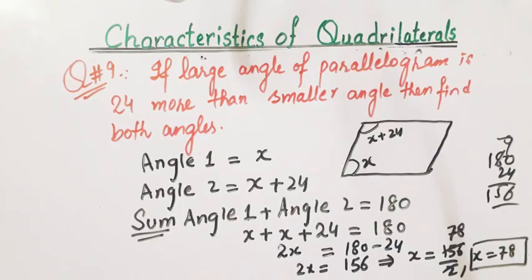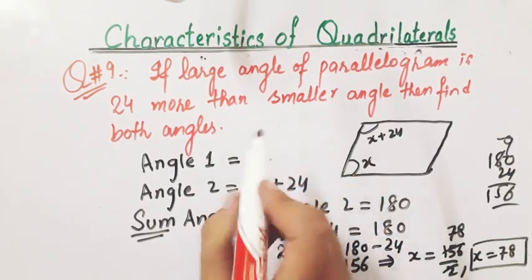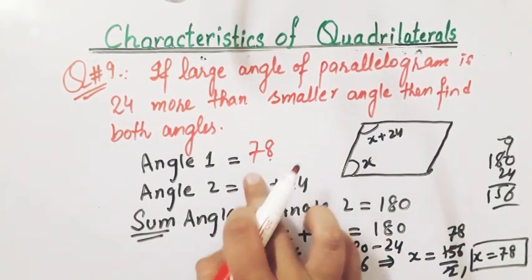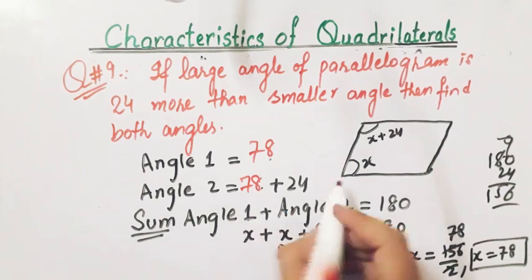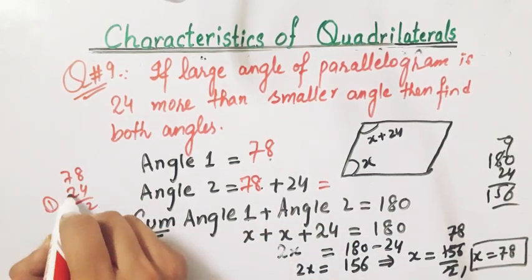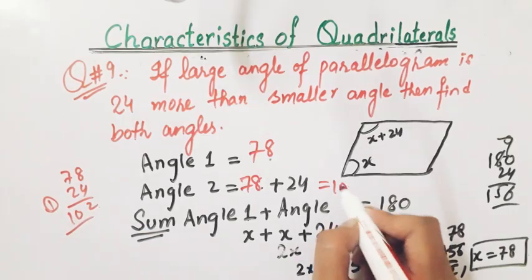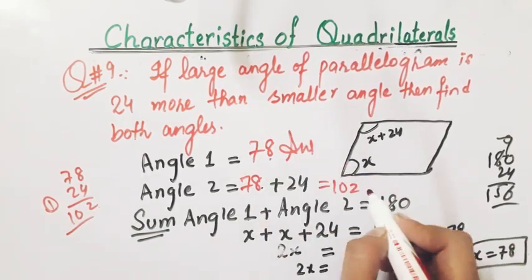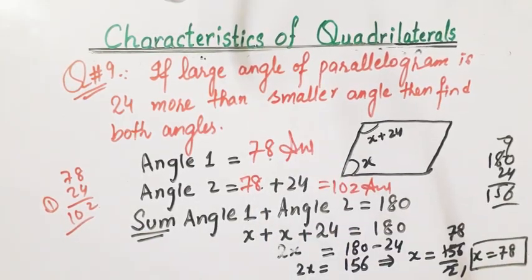Now you will write the values here. x is 78 and angle 2 is 78 plus 24. So add both of them. 102. So this will be the answer. Now we will solve the last question.